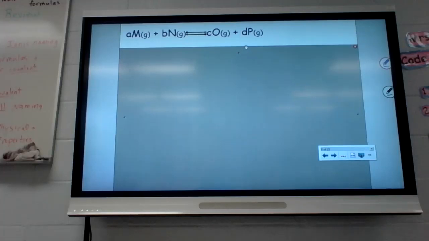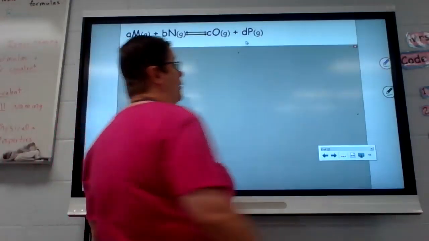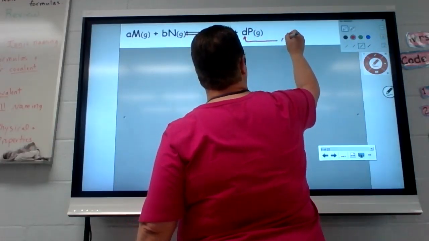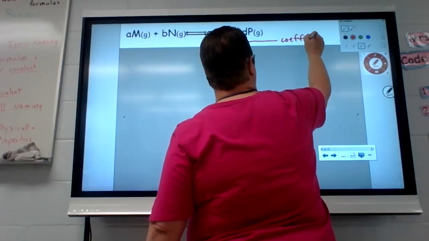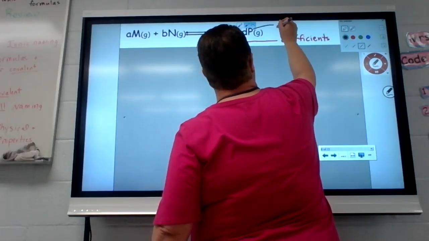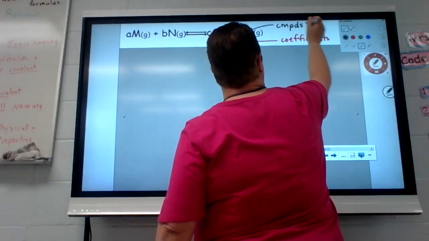Alright, so if we look at this fake equation, the little letters stand for what? A number. The little letters, they are the coefficients. And these would be the compounds. Okay?